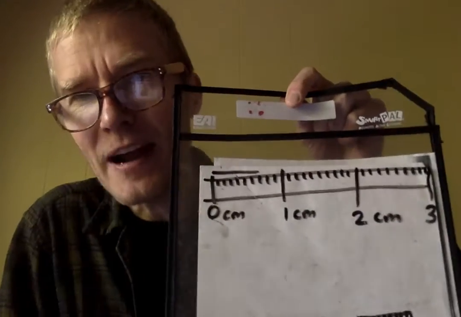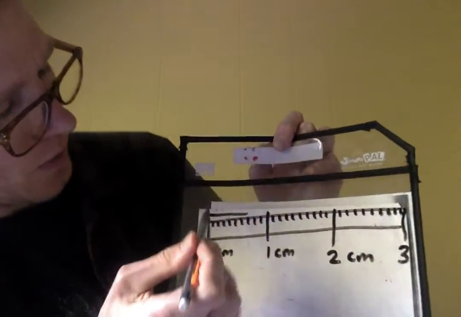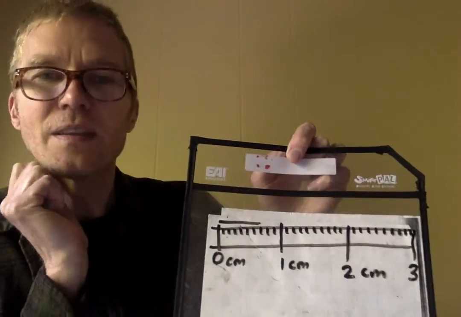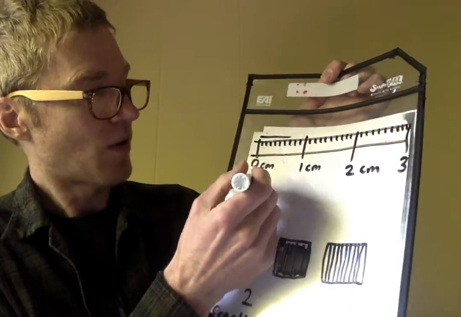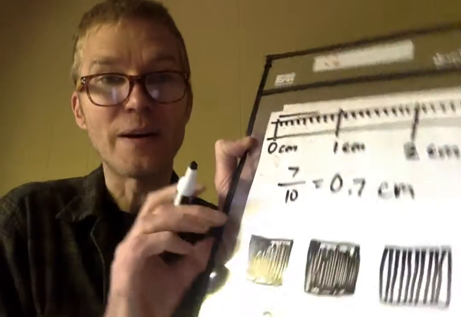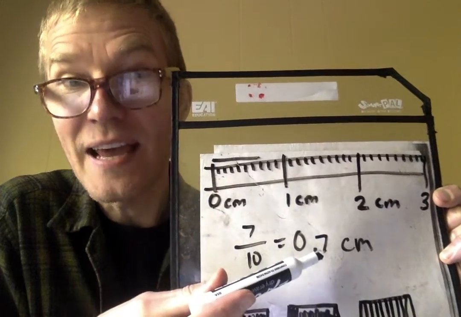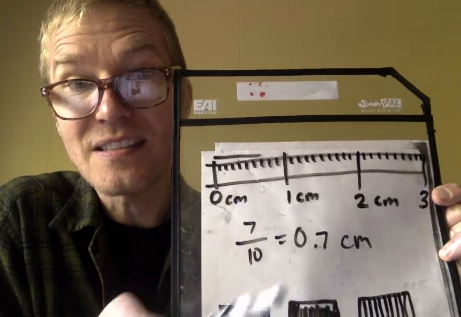Count up the chunks. Remember from fractions, counting the chunks? Let's see what we got. 1, 2, 3, 4, 5, 6, 7. 7 tenths. So the answer is 7 tenths, or do you remember how to put 7 tenths in decimals? 0.7. 7 tenths is 7 in the tenth spot. And I wrote cm for centimeters because we're talking about centimeters.